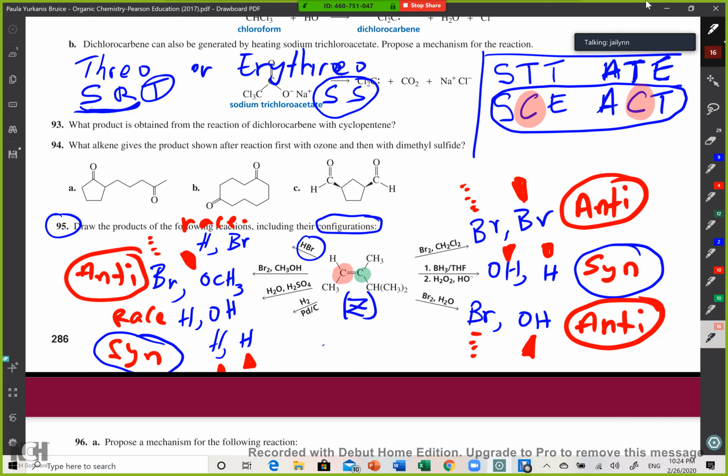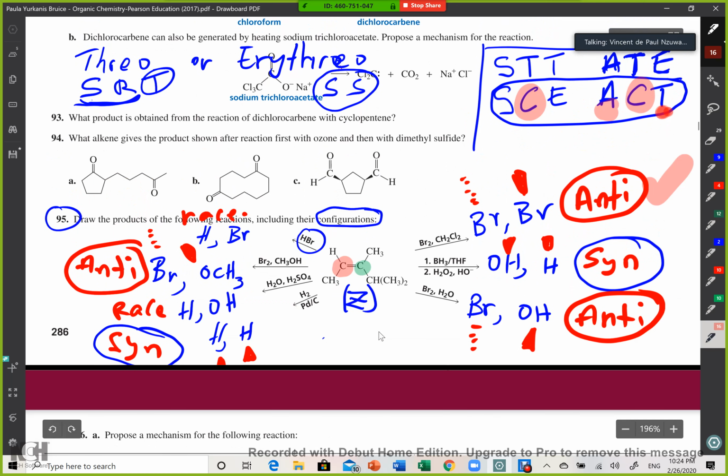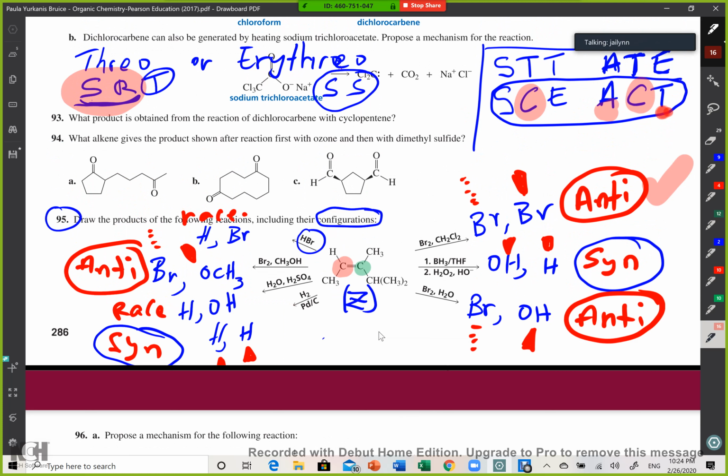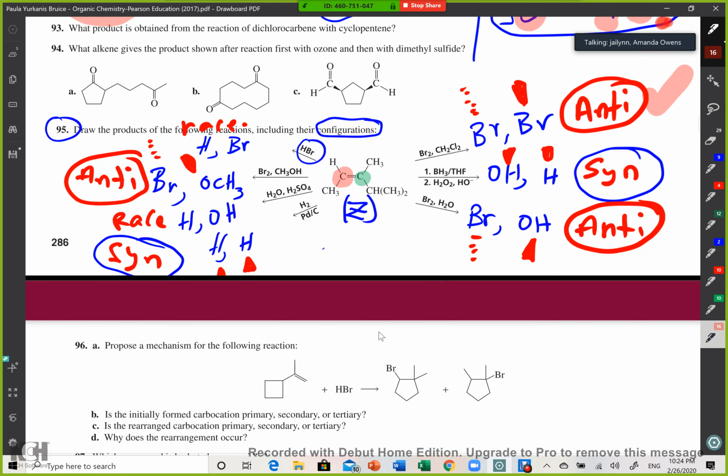Then the next thing is, if I have an anti-addition, then my product needs to be trio. For example, this is an anti-addition over here. So my product will need to be a trio. So I will simply draw the product and make the product trio. And remember what trio means. Trio means that the centers will be SR. That's the meaning of trio. Okay? So let's go down now and draw the product.